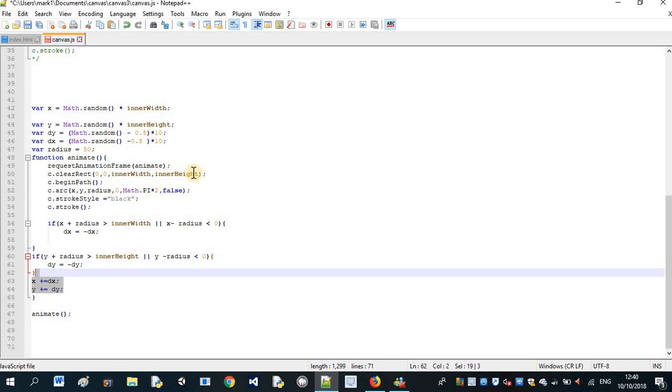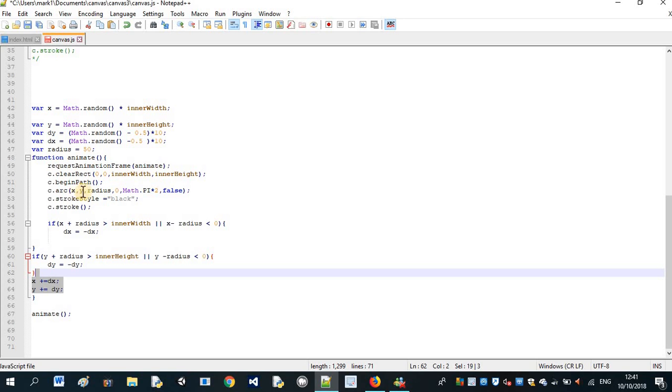We've got clearRect, okay. We've got the beginPath, we've got a circle, a color, and we've got stroke. So what we're saying here is with these velocities, I don't want the ball to go off the screen. I want it to bounce here and come back, but I want to bounce on the edge, not on the center. So I have to allow for my radius in here, which is 50.